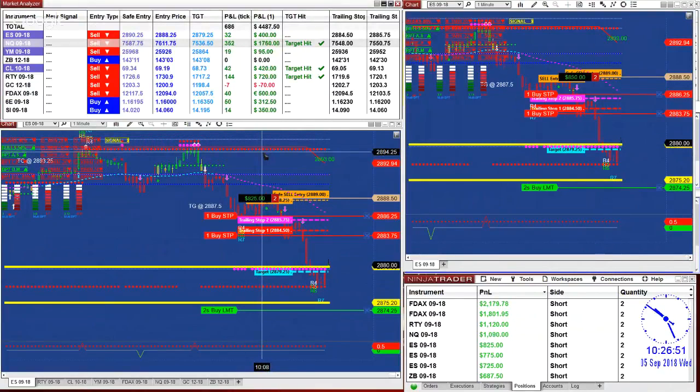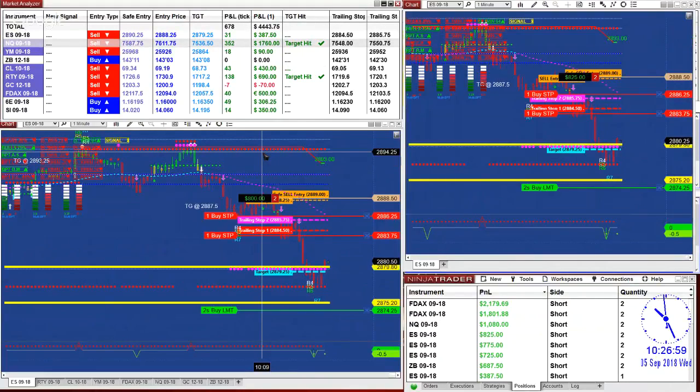This is every day. The party on the ES is over, and the party on the YM is over. So this is where you need to close those trades. It is finished. It is over. The run is finished. The run is over.